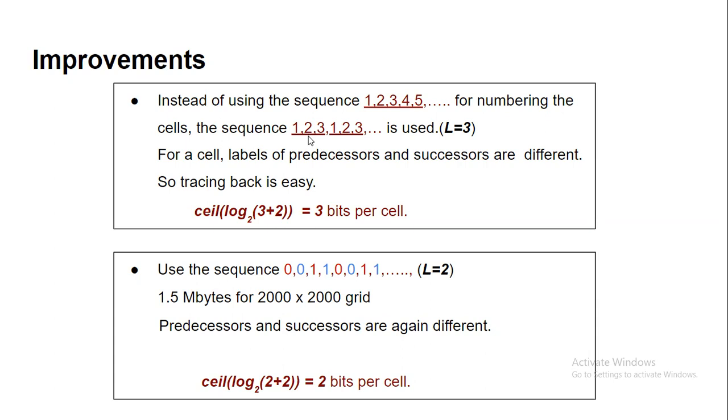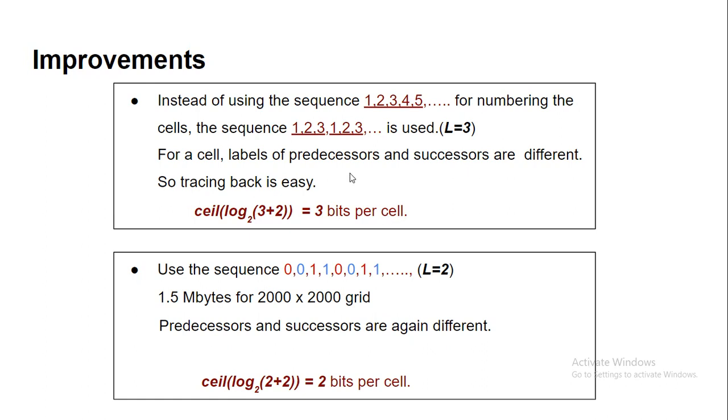That means we can always backtrace. If we can label them with 3 values, then we do not need to count up to m + n-1. We only need to count 1, 2, 3, and that means L is 3 here. If you plug the value into the equation, it will provide only 3 bits per cell, irrespective of the size of a grid.